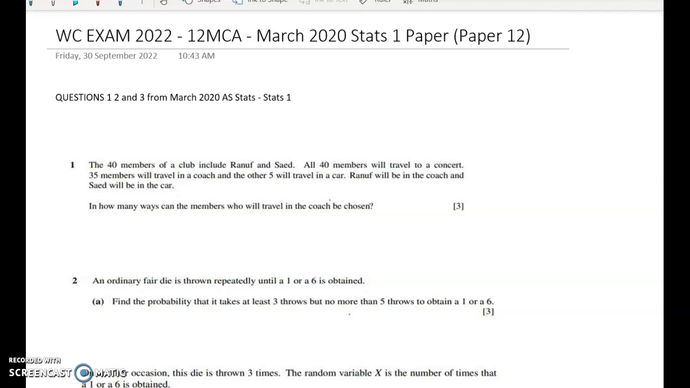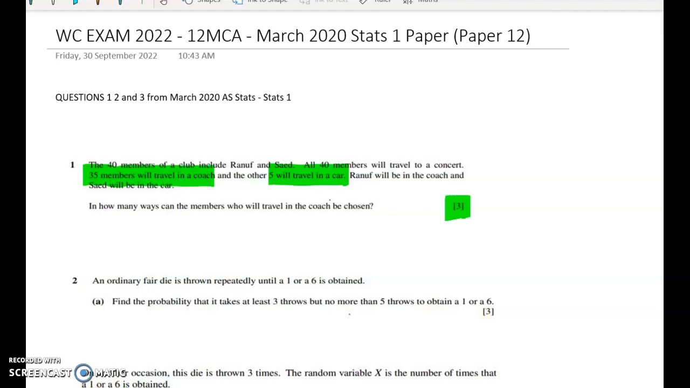Okay, so let's start out with question 1. We've got 40 members of a club, including Ranouf and Syed. All 40 members are travelling to a concert. So 35 of them are going in a coach, which is an English word for a bus, and the other 5 will travel in a car. Ranouf will be in the coach and Syed will be in the car. In how many ways can the members who will travel in the coach be chosen?